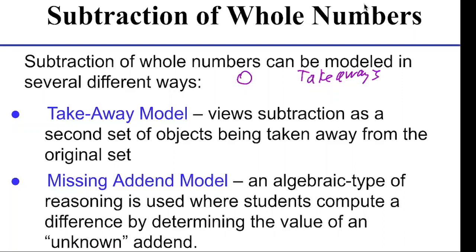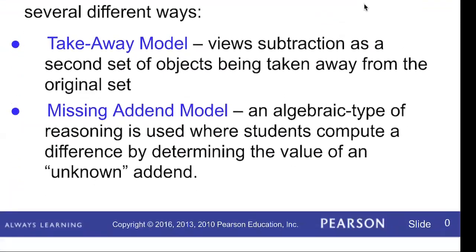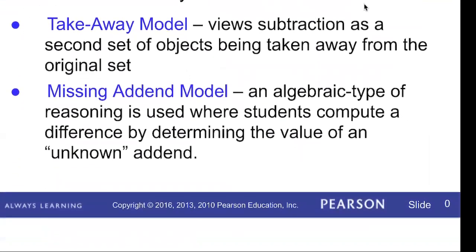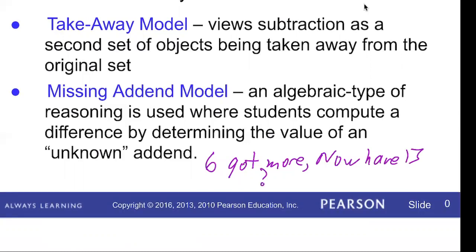Now the missing add-in model, I really don't agree with the authors so much with this one. Apparently, maybe I've interviewed more children than they did. But if you go back to that video of Nicole and the other 2 children, they did not do subtraction. When you had 6 stones and you got more, now you have 13. And the question is, how many more did you get?